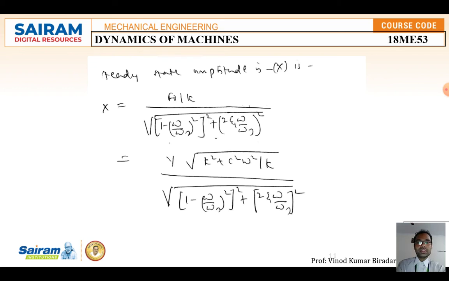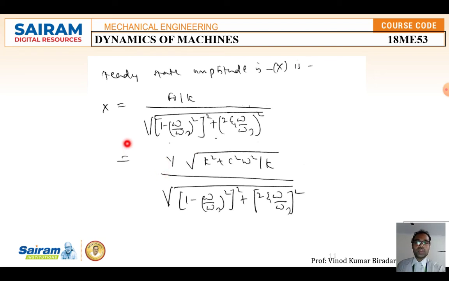So we know that the steady state amplitude X is equal to f naught divided by k times the square root of (1 minus (omega by omega n) whole square) whole square plus (2 zeta omega by omega n) whole square. This equation you already derived. This is also the steady state amplitude, and the derivation is there. Wherever f naught is there, we have the value of f naught. Just substitute the f naught value in this: y is equal to square root of k square plus c square omega square, divided by k. The denominator stays as it is.